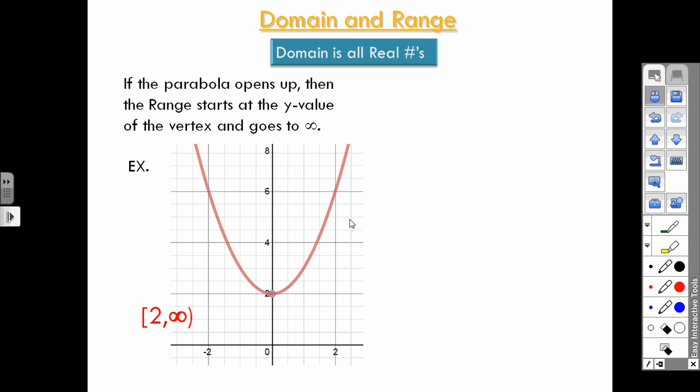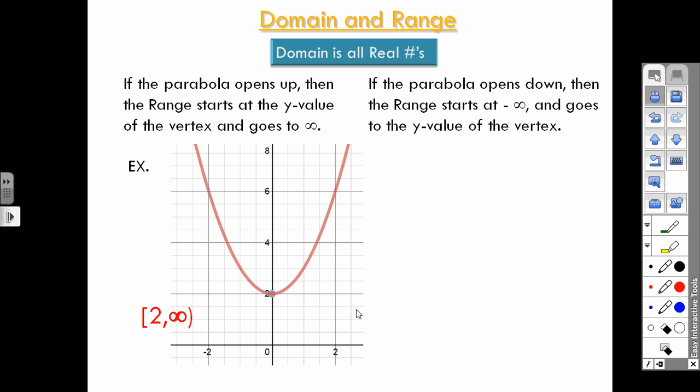So if we wanted to write our range in interval notation, hopefully you guys remember interval notation. If not, go back and review that. So we have 2 with the hard bracket because we get to include 2 as a value. It is a y value. And it goes up to infinity with the soft bracket or the parentheses, because you can't ever find an end value of infinity.